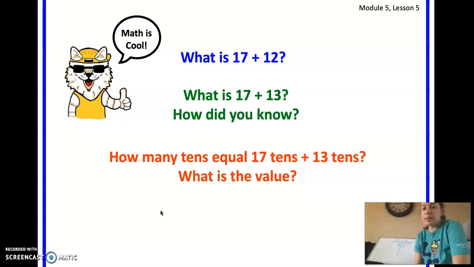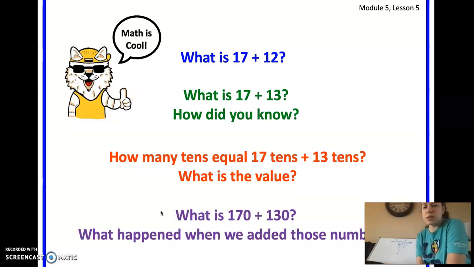Now it asks how many tens equal 17 tens plus 13 tens. Well, what was 17 plus 13? Good, it was 30. So now you're just going to add the tens at the end. So it would be 30 tens. Now who remembers what 30 tens is equal to? Remember, 1 ten is equal to 10. So if you have 30 tens, you'd have 300.